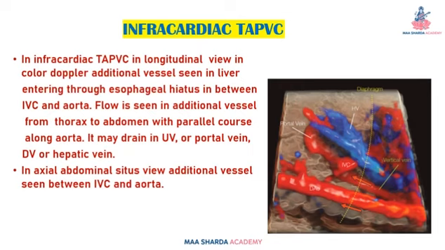In infracardiac TAPVC, in longitudinal view, in color Doppler, an additional vessel is seen in the liver entering through the esophageal hiatus in between the IVC and descending aorta. Flow is seen in this additional vessel from thorax to abdomen with a parallel course along the aorta. It may drain into the umbilical vein, portal vein, DV or hepatic vein. In axial abdominal situs view, the additional vessel is seen between IVC and aorta.